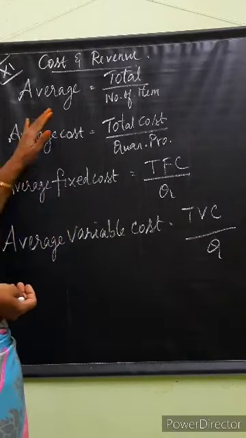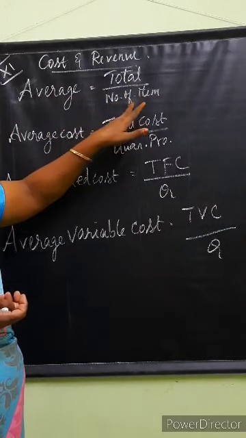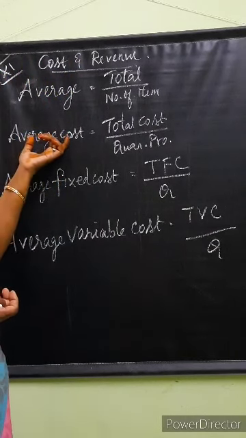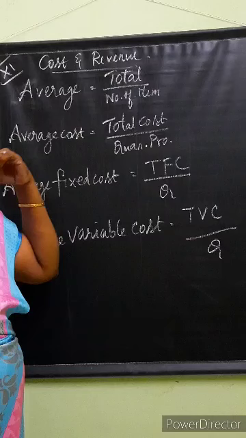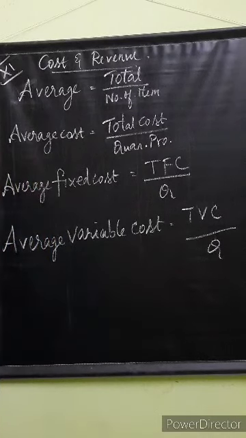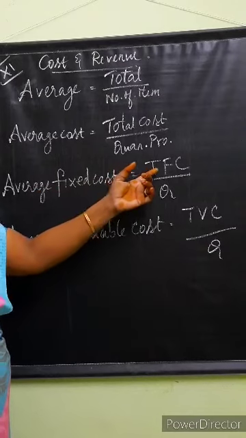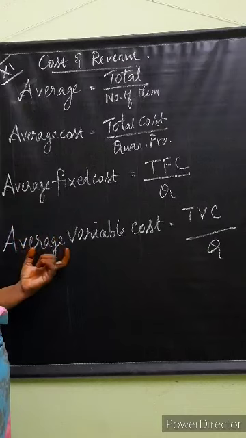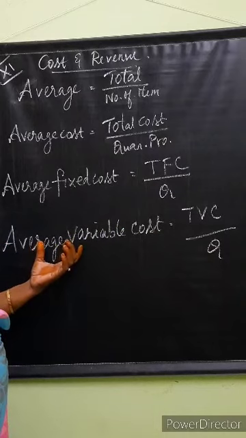The same way, how do you calculate the average? Average will be calculated by the total divided by the number of items. Then how will you calculate the average cost? Average cost will be calculated by dividing the total cost by the quantity of product, the number of products produced. How will you calculate the average fixed cost? Total fixed cost by quantity is equal to average fixed cost. Average variable cost: total variable cost by quantity is equal to average variable cost.